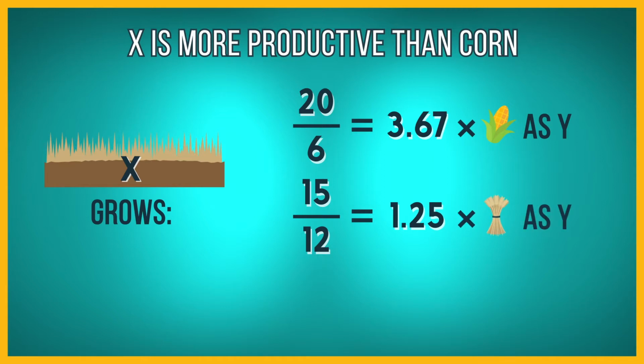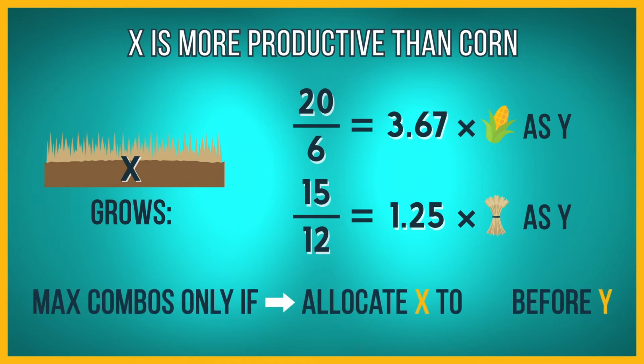Since X is relatively more productive for corn, it is better suited for corn, and maximum combinations occur only if the economy allocates all of its acres of X to corn before it allocates any acres of Y to corn.